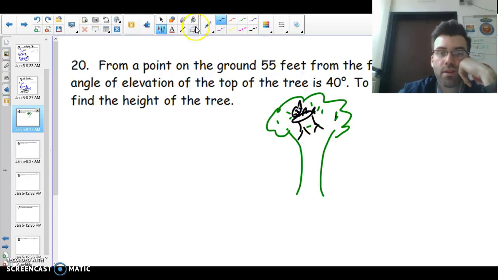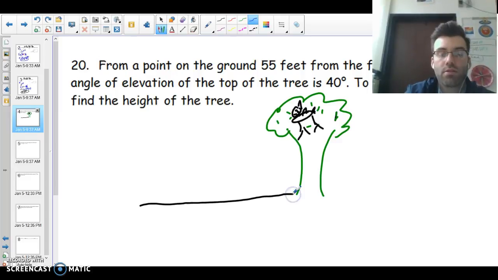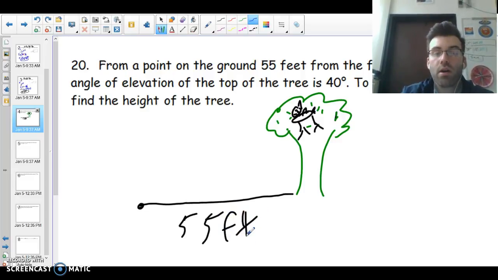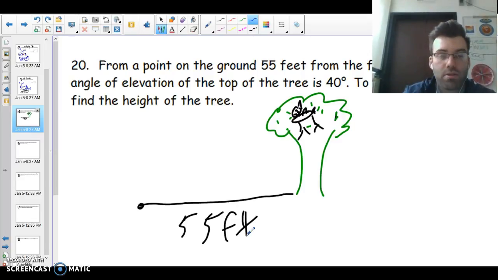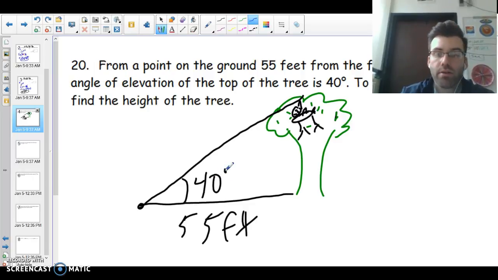Okay, so I'm 55 feet from the foot of the tree. So here is the foot of the tree. Here's this point here. All right, that is 55 feet. You don't have to draw the birdie. The angle of elevation to the top of the tree, so if I'm going to draw a line to the top of the tree here, is 40 degrees. Always put your angle of elevation or depression down there. All right, to the nearest foot, find the height of the tree.